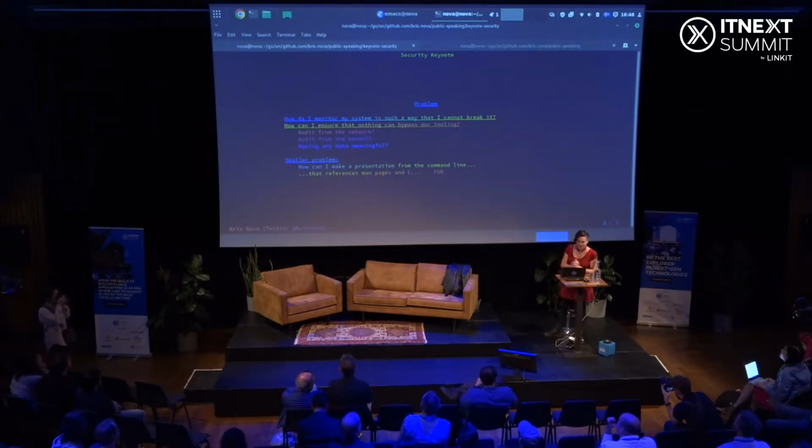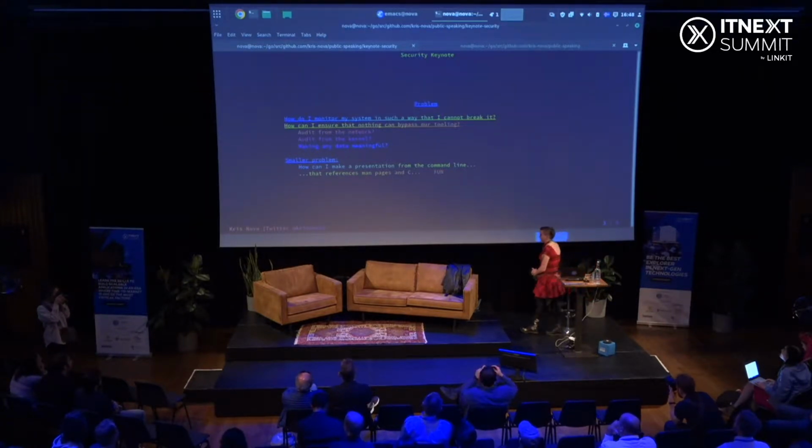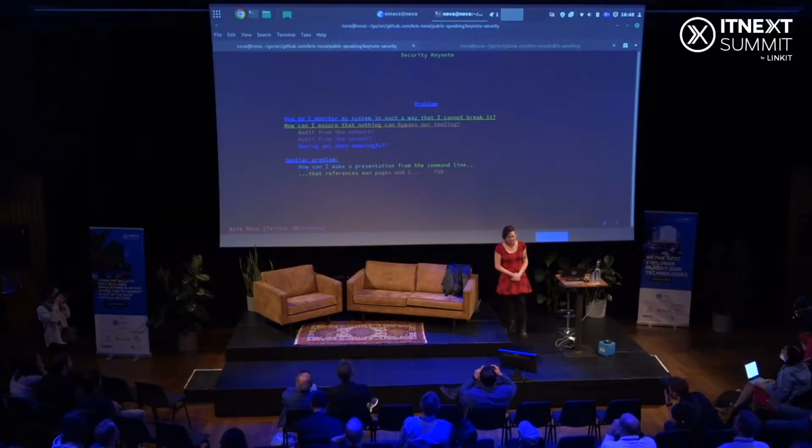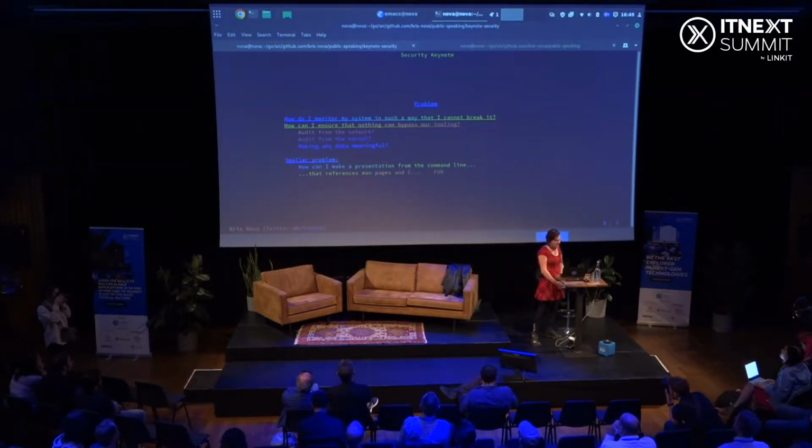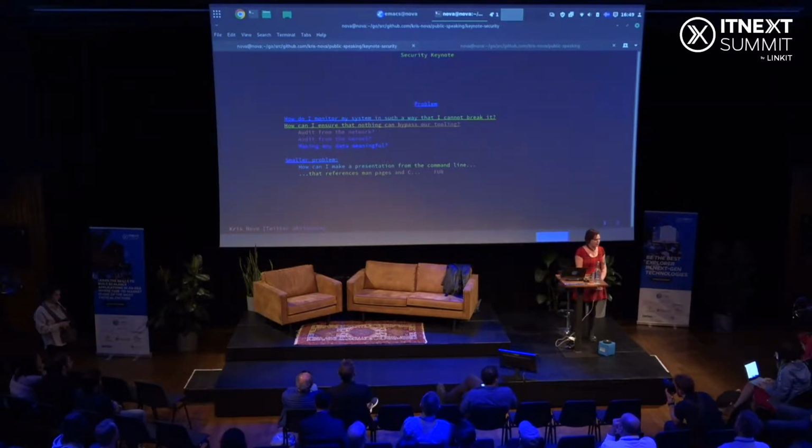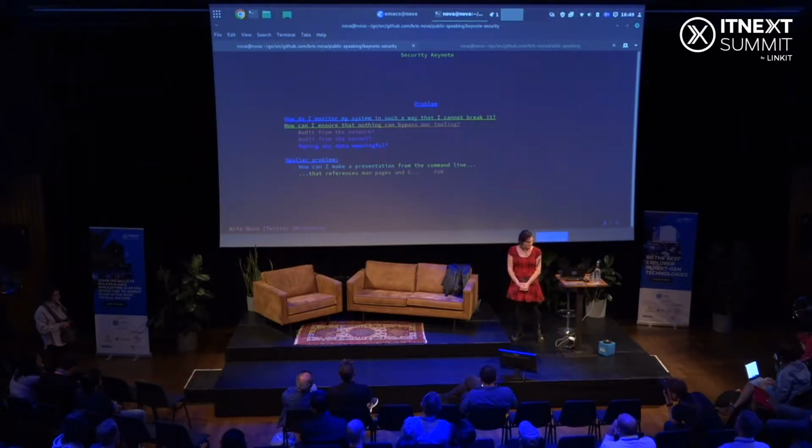Okay, so like any good engineer, I want to start this discussion off today with a very well-crafted problem statement. How do I monitor my system in such a way that I cannot break it? How can I ensure that nothing can bypass this tooling?